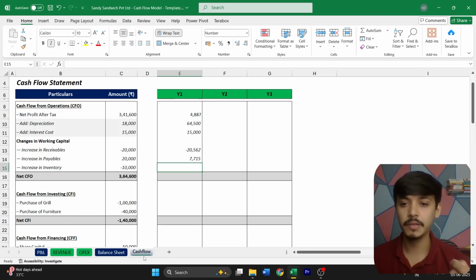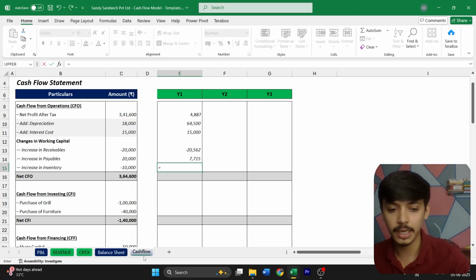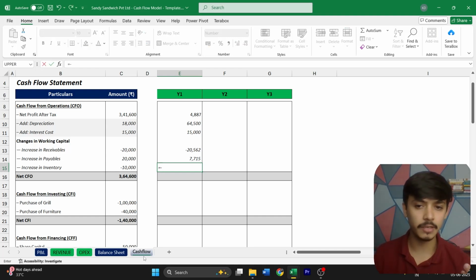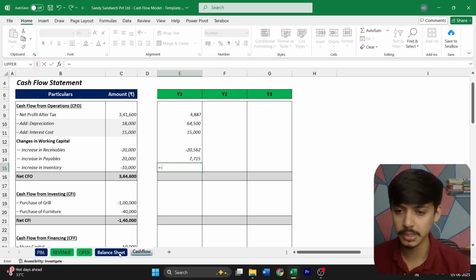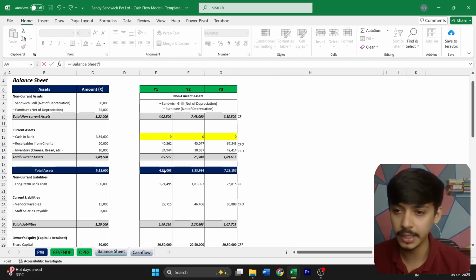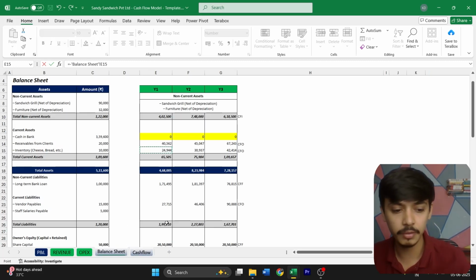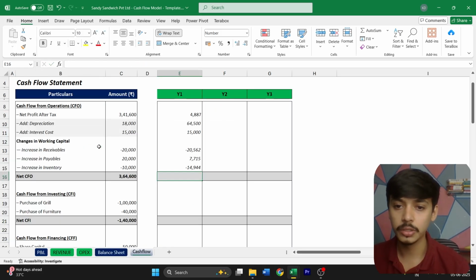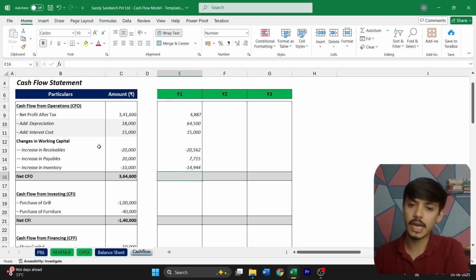Finally, we will calculate the inventory amount, which will be increased for the current year. So we will give it a negative sign, as increase in inventory will mean cash outflow for the business. So in the balance sheet, we will take inventory amount, and then we will add the previous year, which was 10,000. So that way we have negative 14,944 as our inventory for the current year.